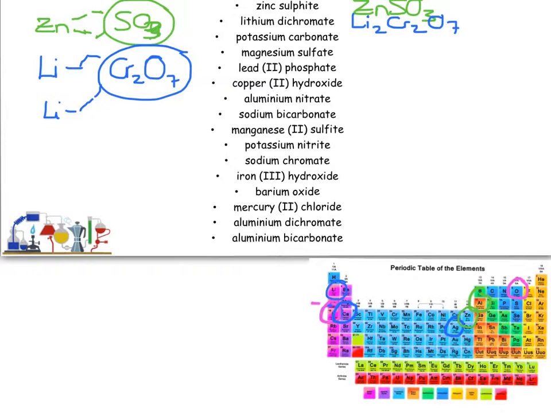Then we've got potassium carbonate. Potassium is in group 1. We've used it a few times already. It has 1 arm. Carbonate is CO3 2-, so I give it 2 arms.